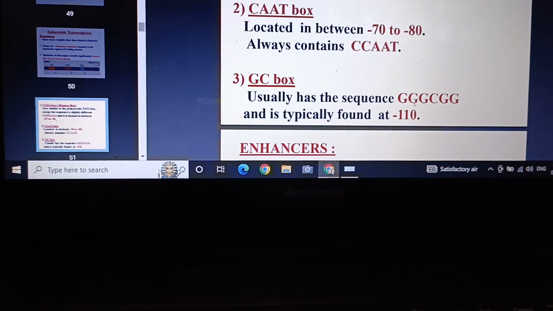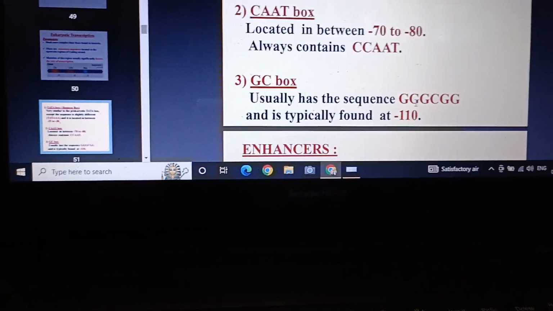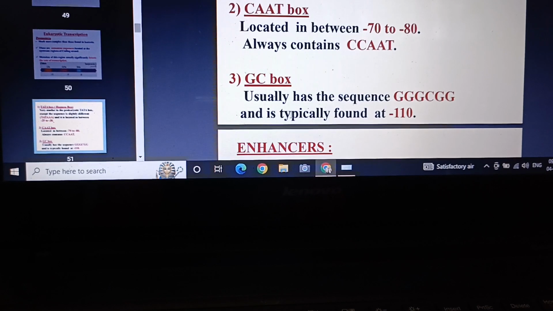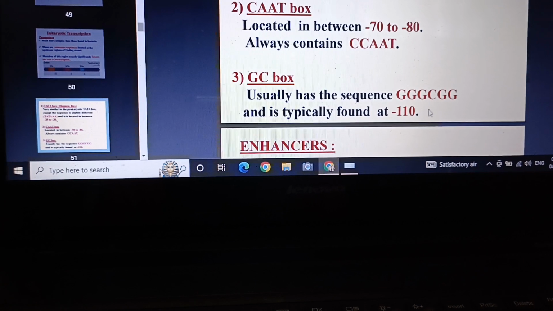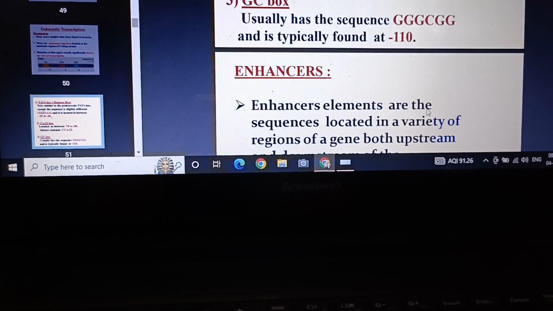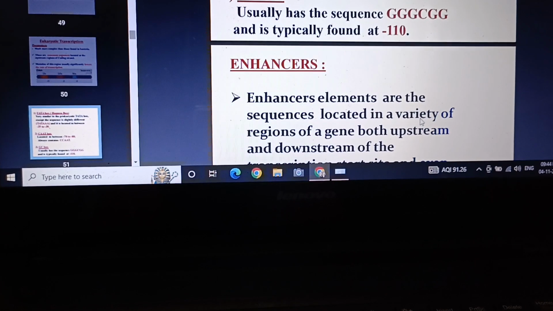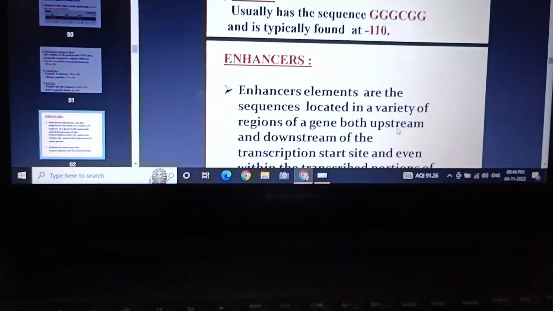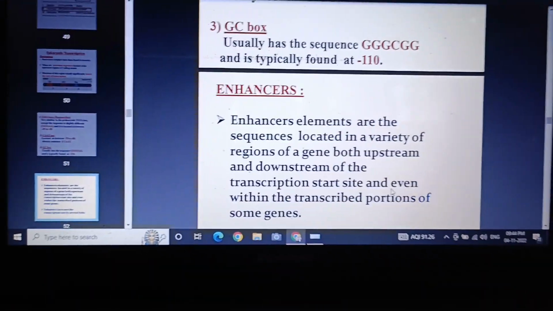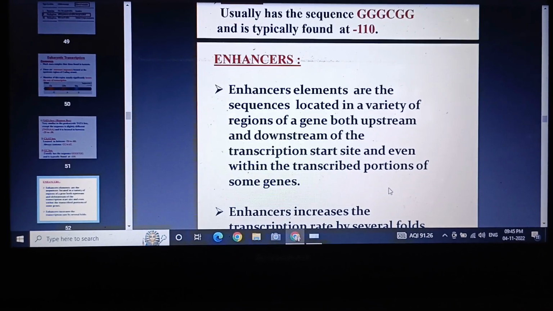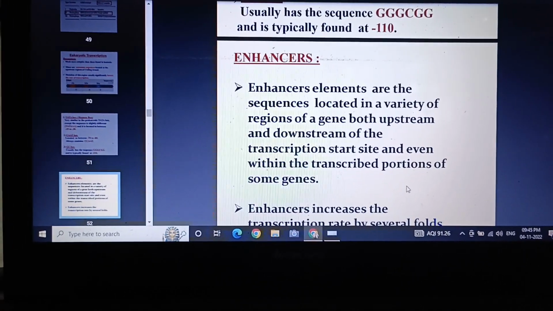Next, the CAAT box, which is located between minus 70 to minus 80 upstream region. And the GC box usually has the sequence GGGCGG, and is typically found at minus 110. Followed by that, the enhancer element, or the sequence located in a variety of regions of a gene, both upstream and downstream of the transcription start site, and even within the transcribed portions of some genes.